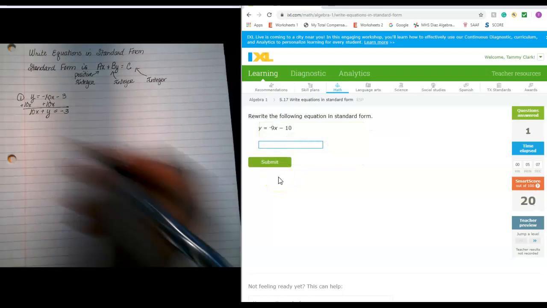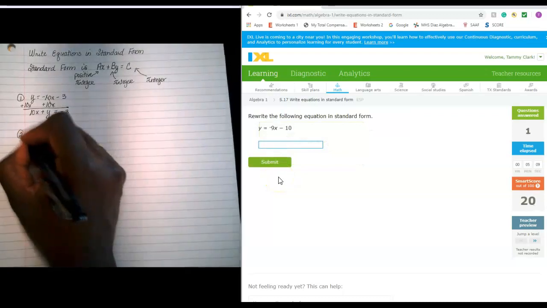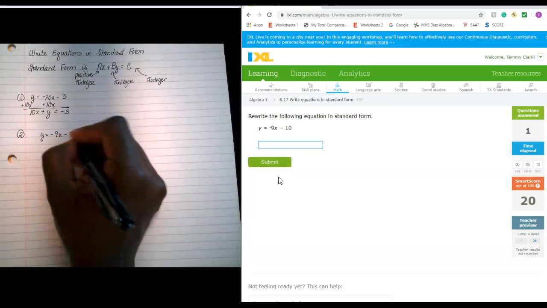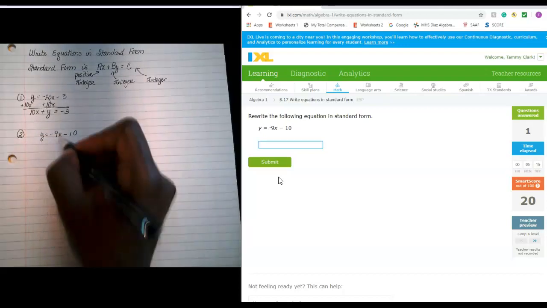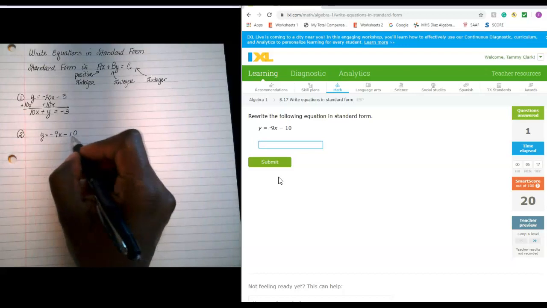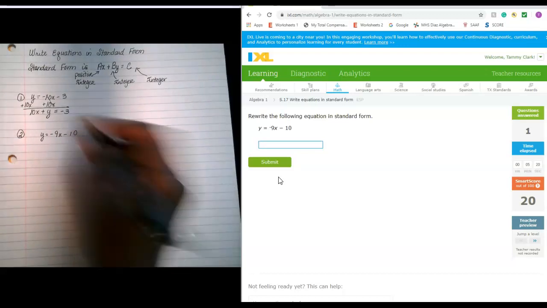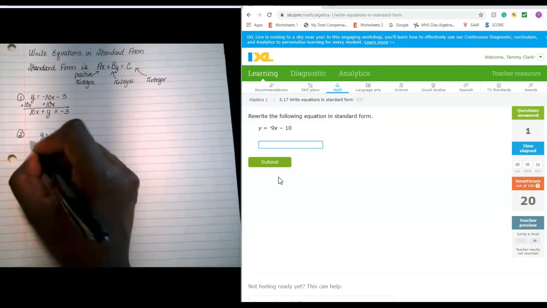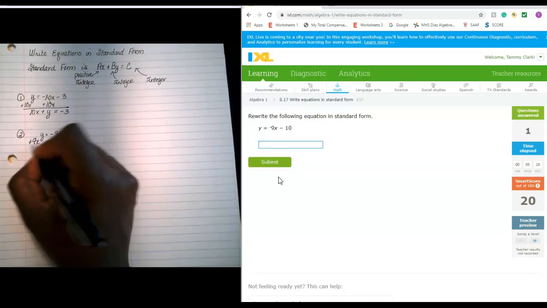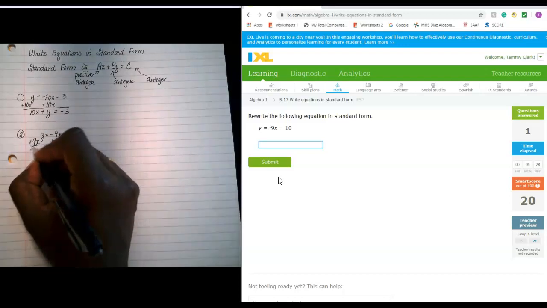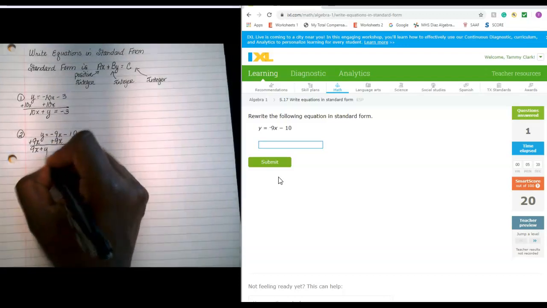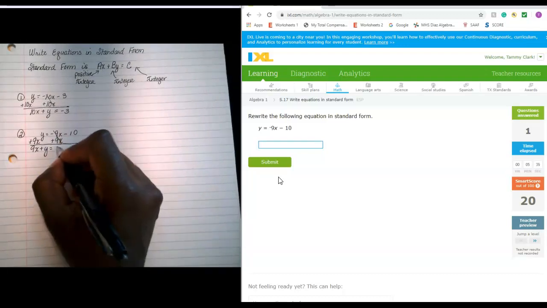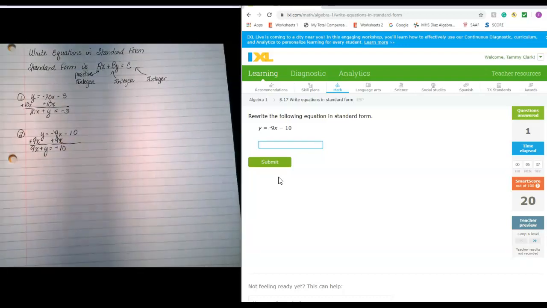Our next question, number 2, we have y is equal to negative 9x minus 10. Again, we want x and y on the same side of the equal sign and the constant, or the number, by itself. So we're going to apply inverse operations to both sides of the equation to make sure that we balance it. We've got 9x plus y equals, well, negative 9x plus 9x is 0, and negative 10.